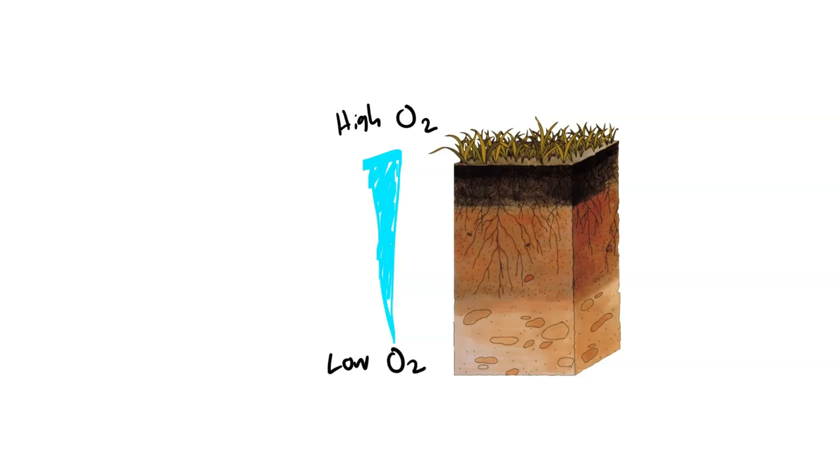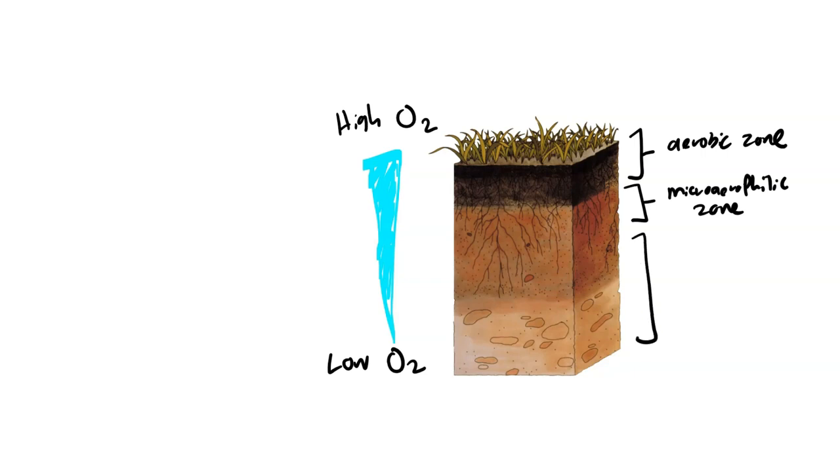The layers of soil can be categorized into a few zones according to the bacterial oxygen requirement. The top layer is called the aerobic zone, where most of the aerobic bacteria live, followed by the microaerophilic zone, where the bacteria here require less oxygen. The bottom layer is called the anaerobic zone, where most of the bacteria here are anaerobic bacteria.